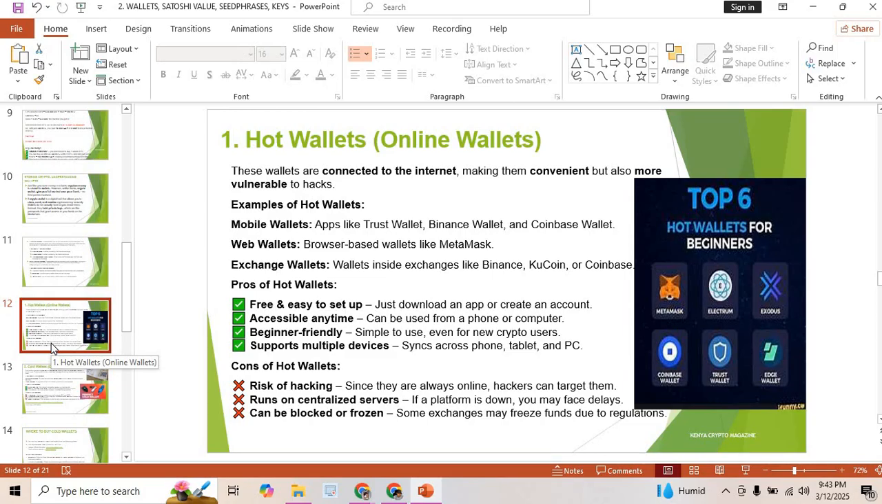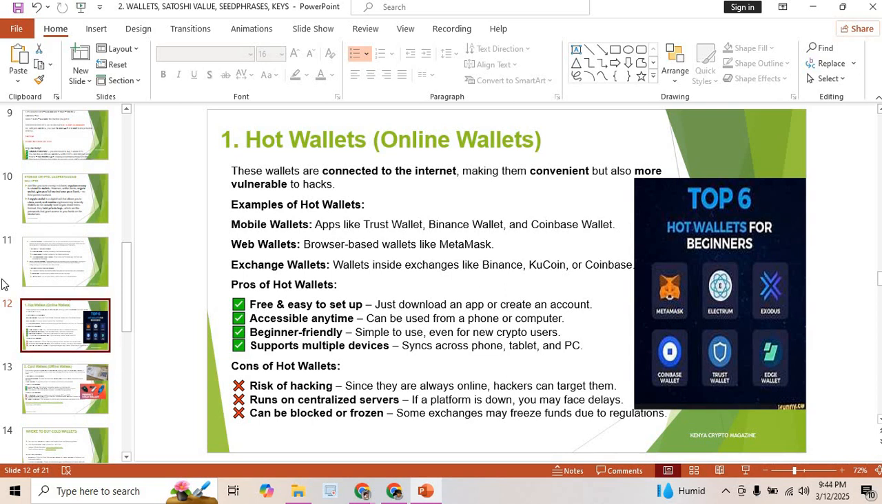You hold your own key. Yes, you hold your own private key, or rather the seed phrases, giving you full control over your funds. So under the non-custodian, you have the hot wallets, the cold wallets, and the paper wallets. So let's start with the hot wallets.